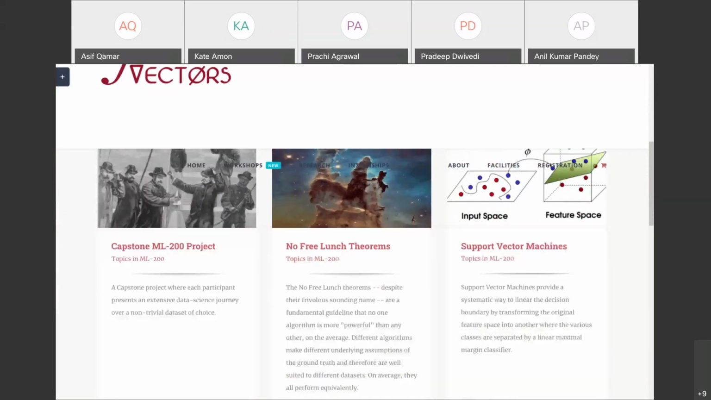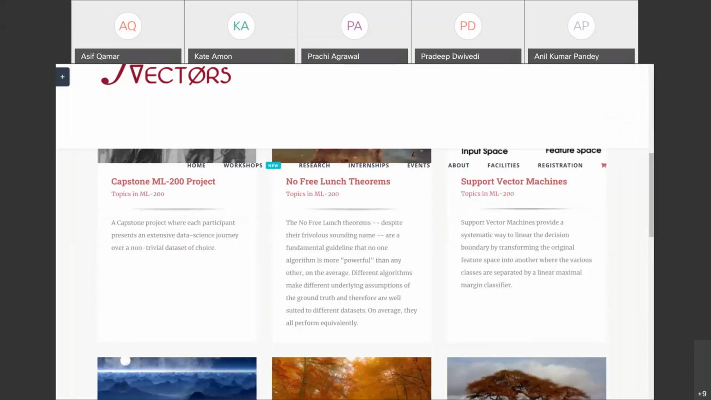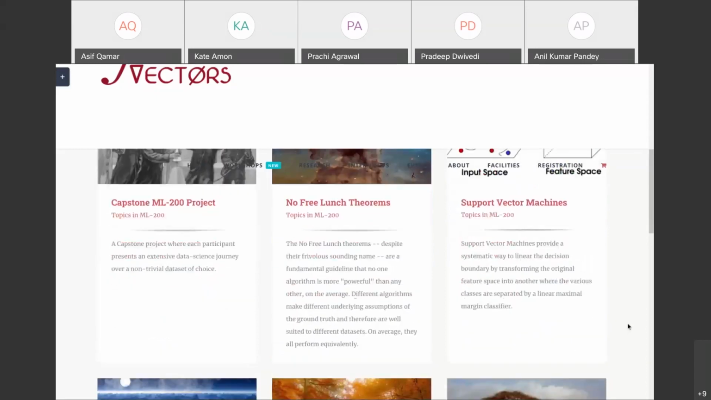Why is this like this? I don't know why it is behaving like this. Let me put it in the incognito mode. Are you guys seeing my screen? What are you seeing? Anything at all? I'm seeing Capstone ML200, no free lunch theorem, support vector machines. Okay, you are seeing that. Okay. Yeah.